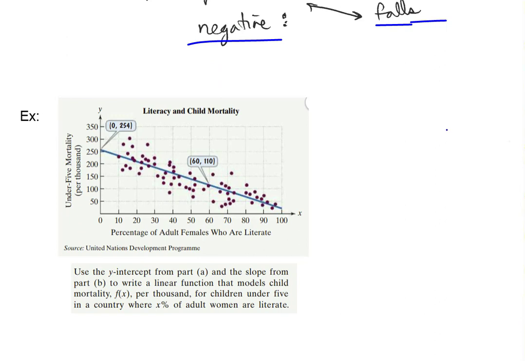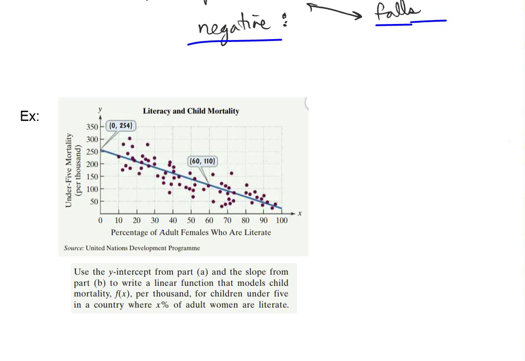This one gives us a chart, and this chart is labeled to describe literacy and child mortality. It's a scatter plot. You don't really need to know a lot about scatter plots for this example, but that's what it is. It has a bunch of points scattered throughout this graph. They're showing the comparison between the percentage of adult females who are literate on the x-axis, and on the y-axis is the under 5 mortality.